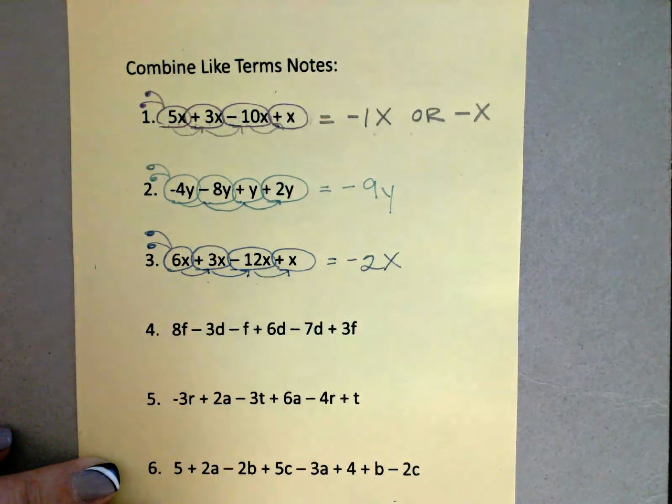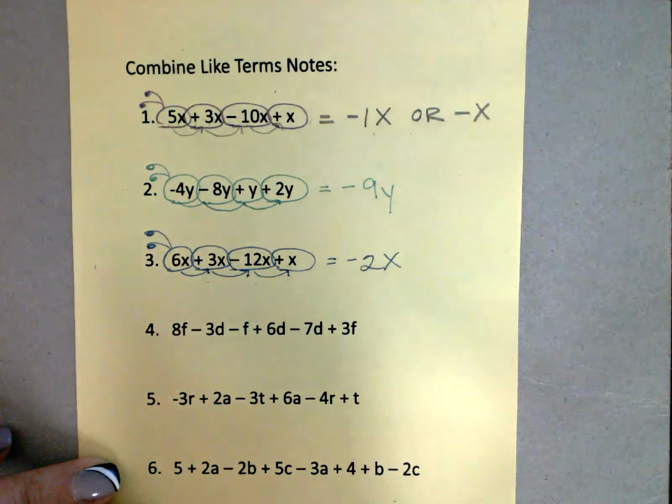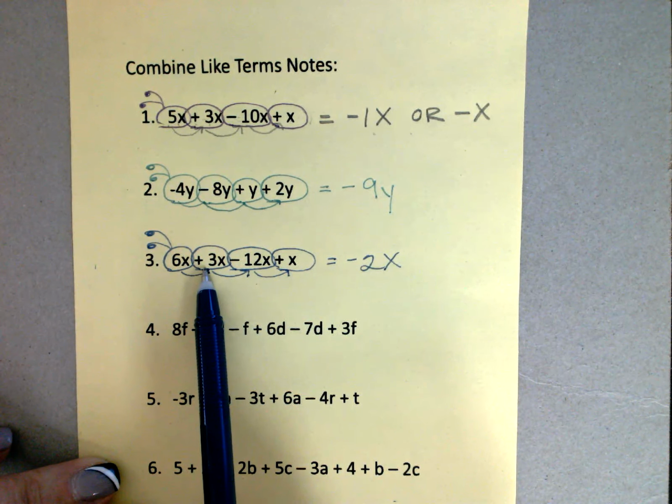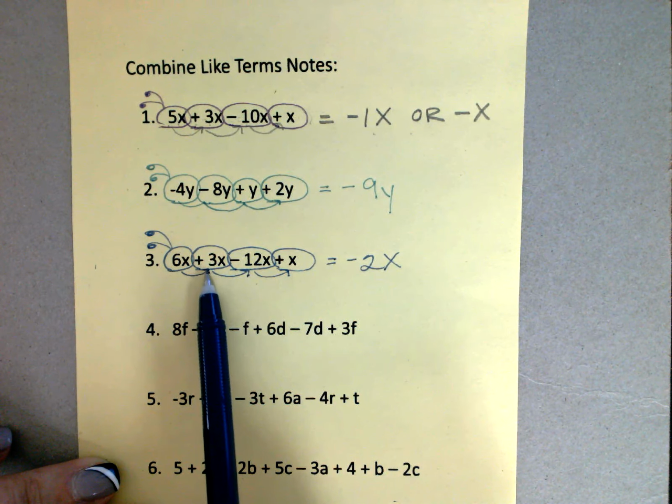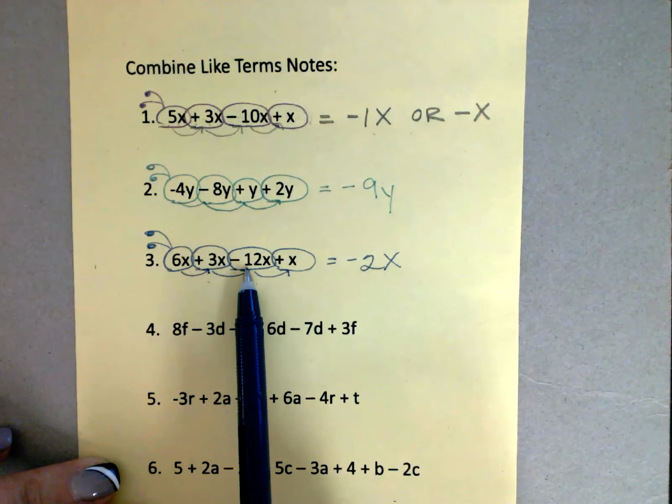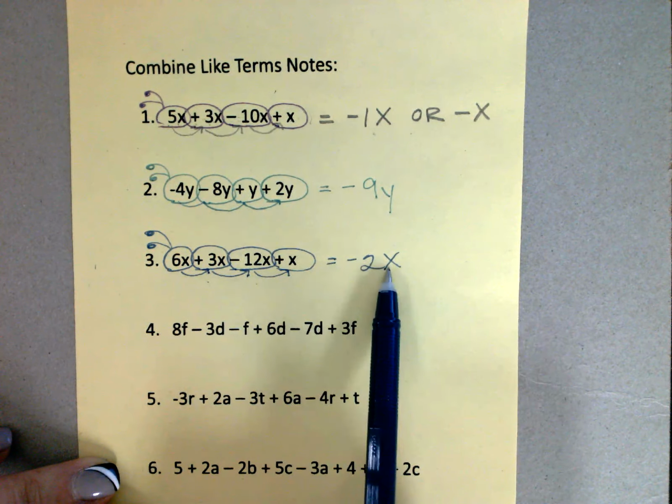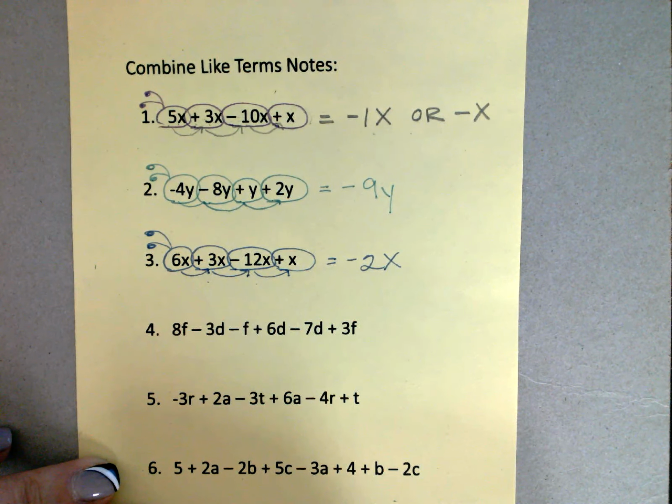All right, now I'm going to talk about it out loud. I just want to make sure I did my math right. 6 plus 3 is 9. Minus 12 is negative 3. Plus 1 more x leaves me at negative 2x.